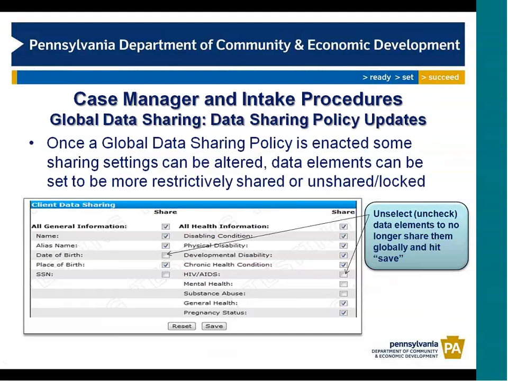Now, as we talked about with the sharing maintenance, the system does allow individual items to be set to more restrictive. Any item that's currently shared can be turned off. You can do that within the data sharing screen by simply unchecking the specific boxes and hitting save, and the system will take care of that and not share any new information going forward.